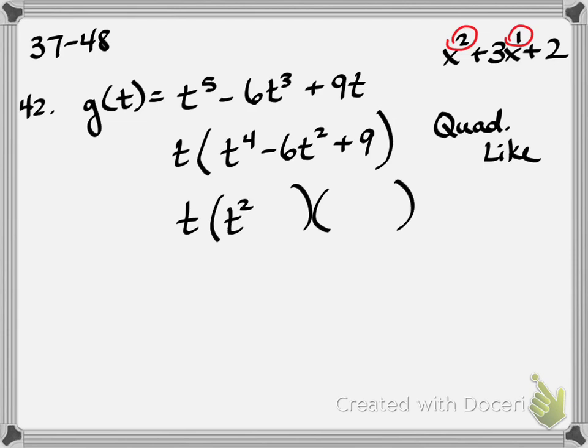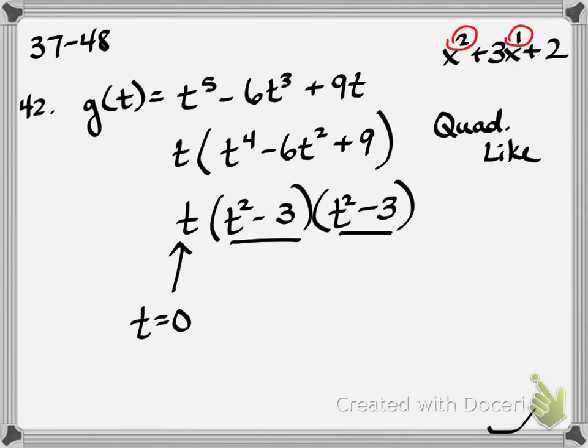We'll do t squared and t squared to get that t to the 4th. And factors of 9 that'll give us a 6 will be 3 and 3, and they're both minuses. They wanted us to find the zeros. Now these do not factor more. So one of the zeros is this: t is 0. And this factor, t squared minus 3 equals 0.